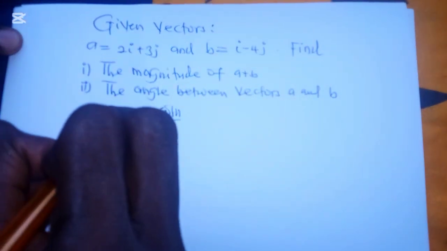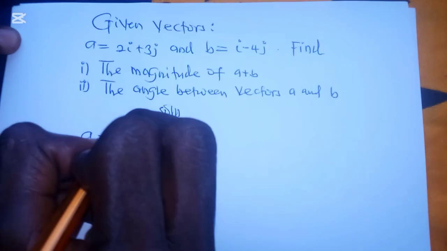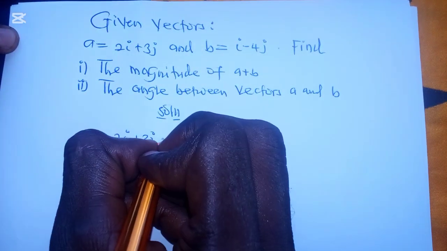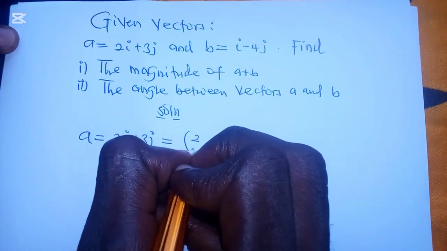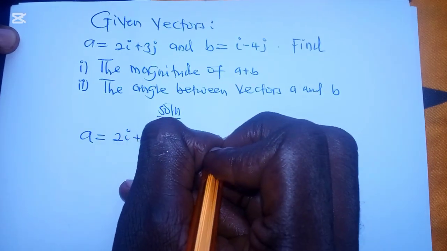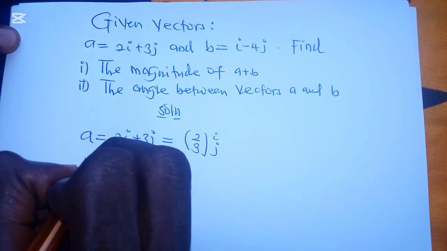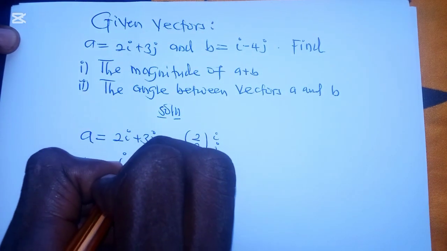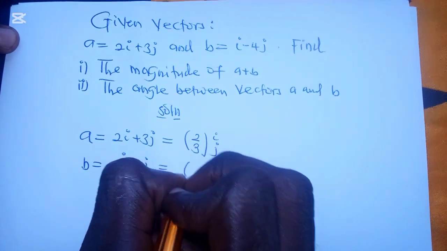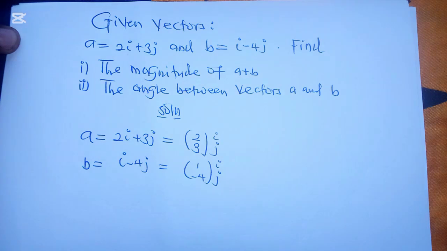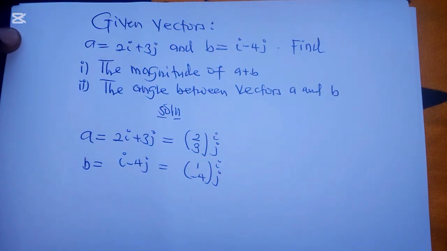Now, since we are given the vector A as 2i plus 3j, this also can be represented as (2, 3). We know this is i and this is j. Similarly, vector B, we are given as i minus 4j. It can also be represented as (1, -4). This is i and this is j. Now, from this point, remember, we have to find the magnitude of A plus B.